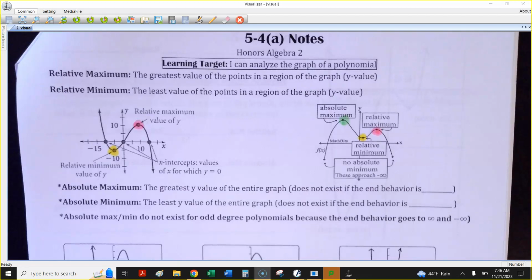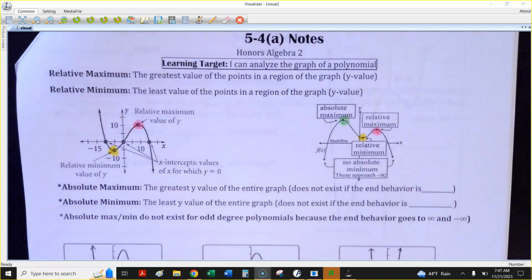What we're going to talk about here at the top, we haven't talked about this yet, it's called a relative maximum and a relative minimum, which you're going to see on a couple of these graphs. So the first graph I have is an odd, a third degree, if you remember from yesterday. It's got a negative leading coefficient because it goes down to the right.